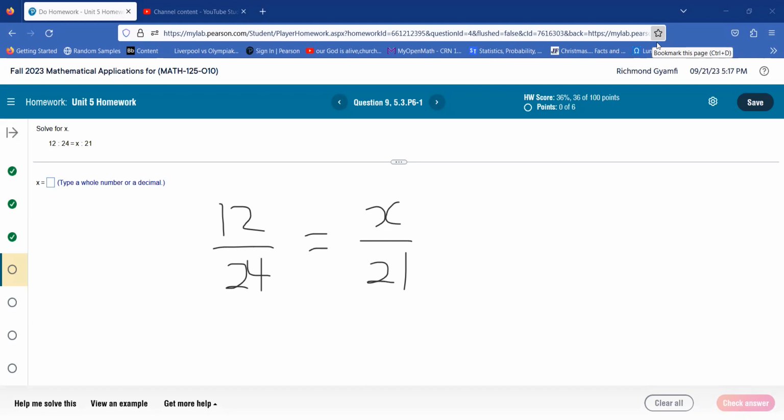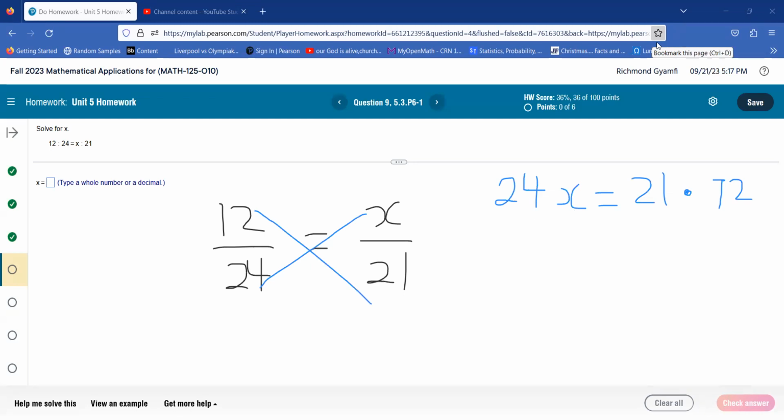Now, because these two are set equal to each other, because there is an equal sign between the two fractions, I can cross multiply. 24x equals 21 times 12. So I did 24 times x equals 12 times 21, or 21 times 12. So now what I have to do is to find or solve for x.